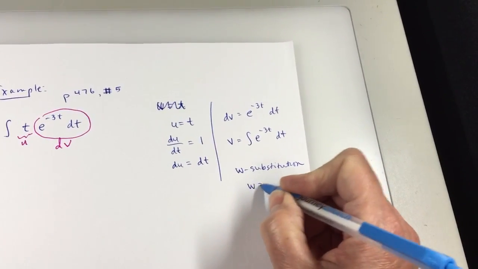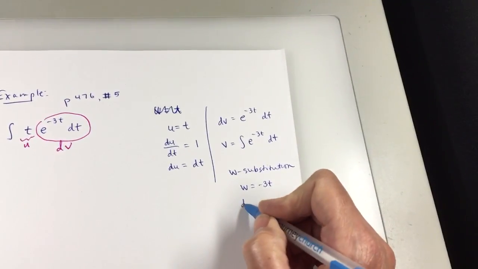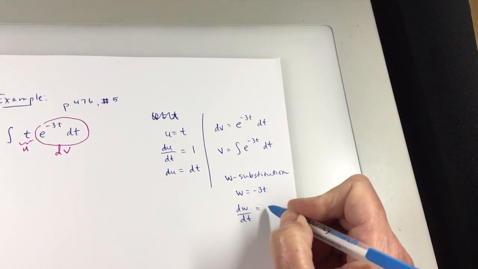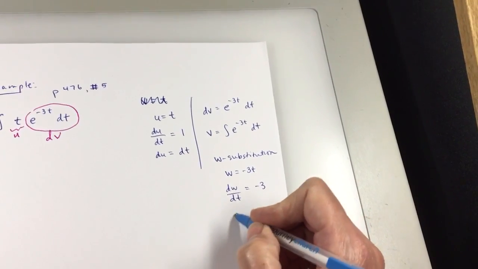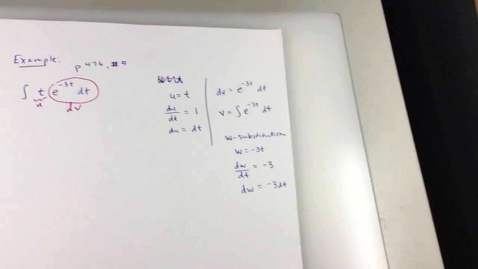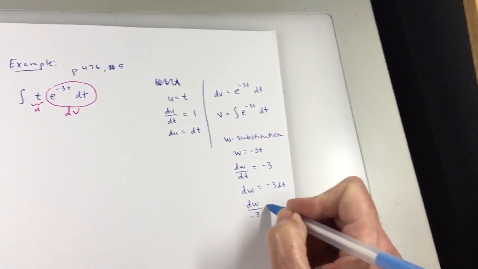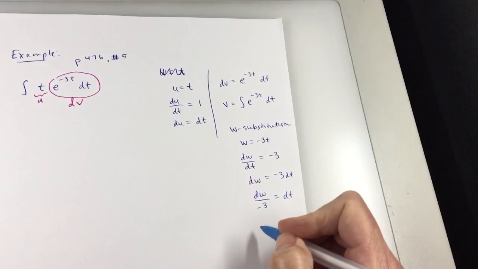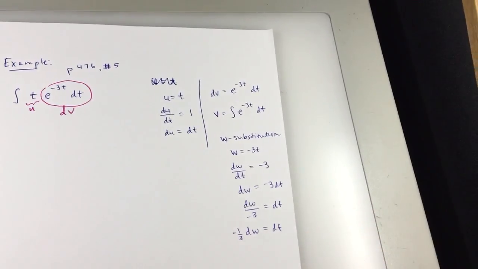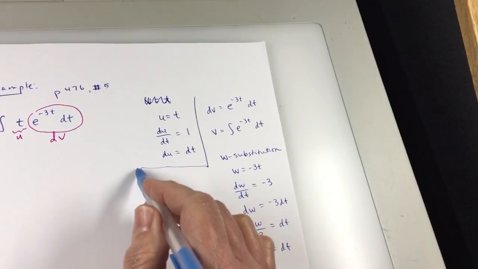And what's w going to be? Negative 3t. And so dw over dt is what? Negative 3. dw is negative 3 dt. And I'm going to go ahead and solve this for dt. dw over negative 3 is dt. I could also write that as negative 1/3 dw is dt.